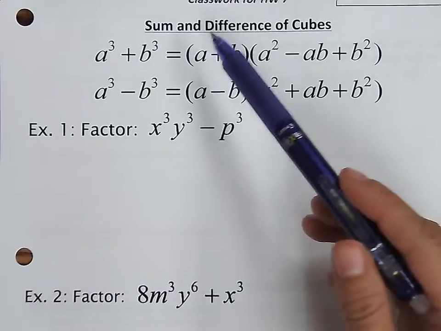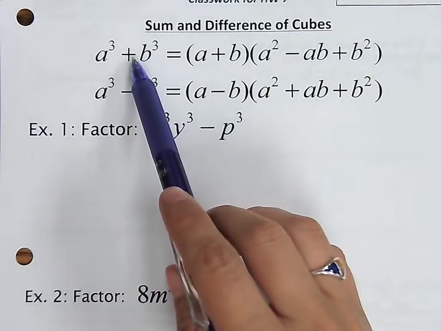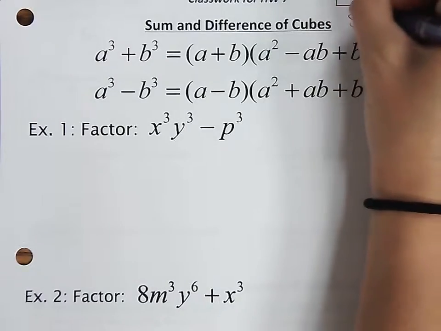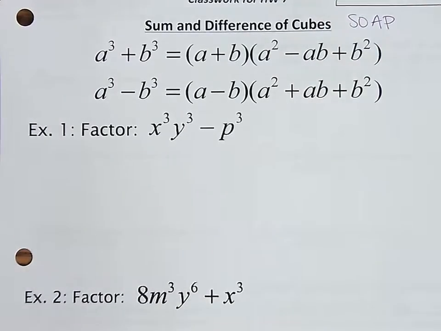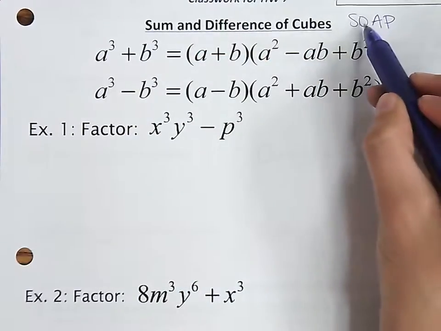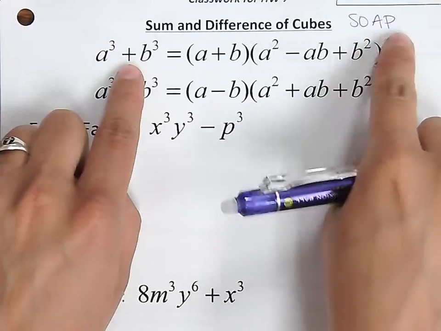Today we're going to learn about sums and differences of cubes. So what that means is we have two cubes and we're adding them or subtracting them. One quick easy way to remember it is SOAP. S means same, O means opposite, and A means always positive.